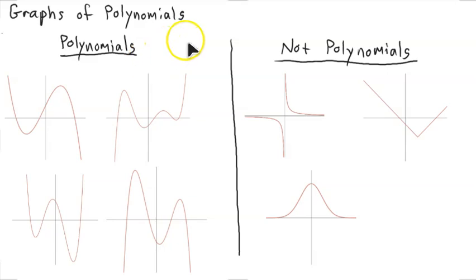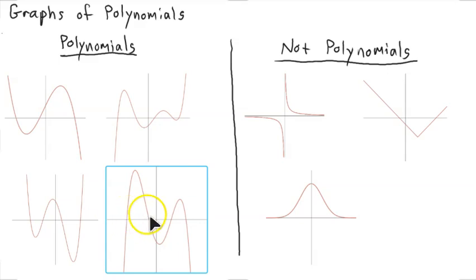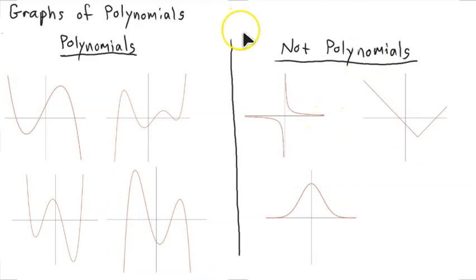And now one of the things that we're going to look at is the graphs of polynomials. And one of the things that's important is you have to be able to distinguish between the graph of a polynomial and the graph of something that is not a polynomial. And there's one main way, well, 2 main ways. There are 2 things that you can notice about polynomials that are not true about non-polynomials.